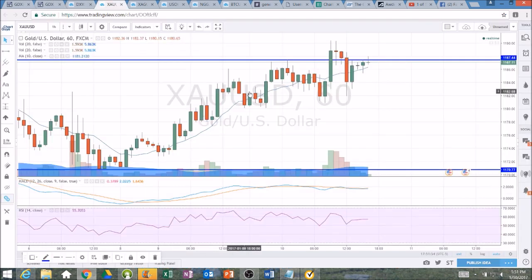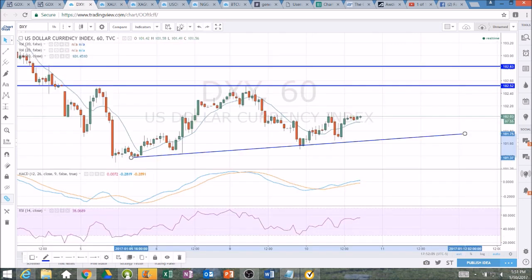So again, looking at gold, 1182 is support, 1180 is ideal for the bulls to hold, and 1170 is a must hold in my opinion. We'll see. Ideal scenario for the bulls would be for the dollar to break this uptrend support line and head back down towards the mid to low 101 region. So that's what we're looking at.